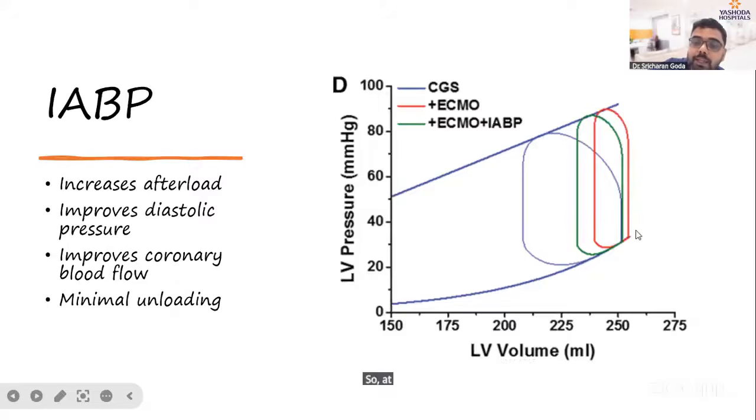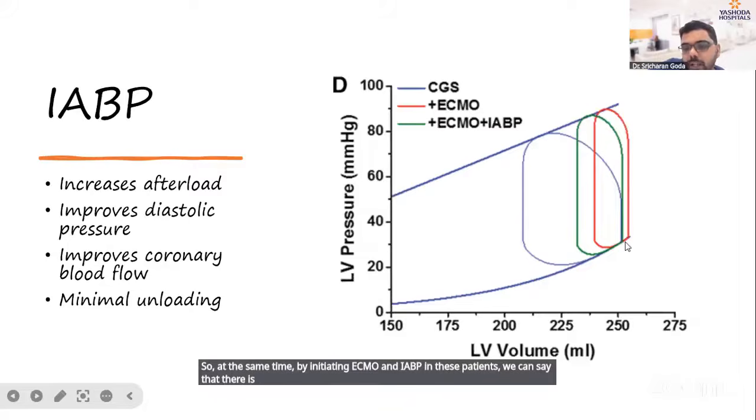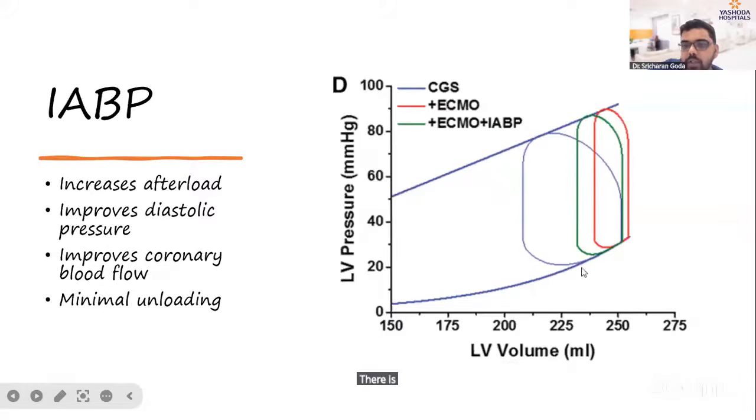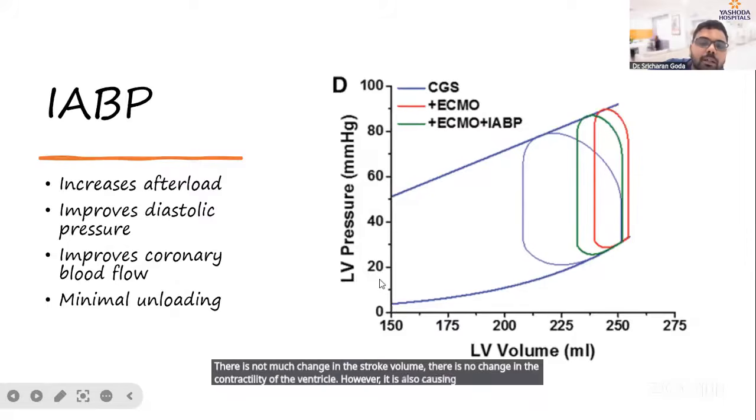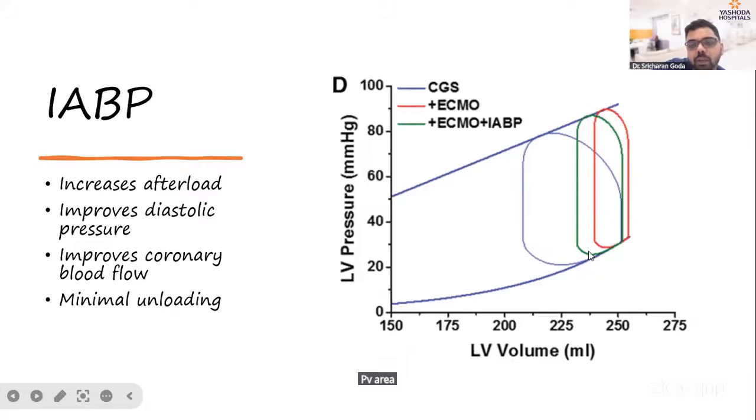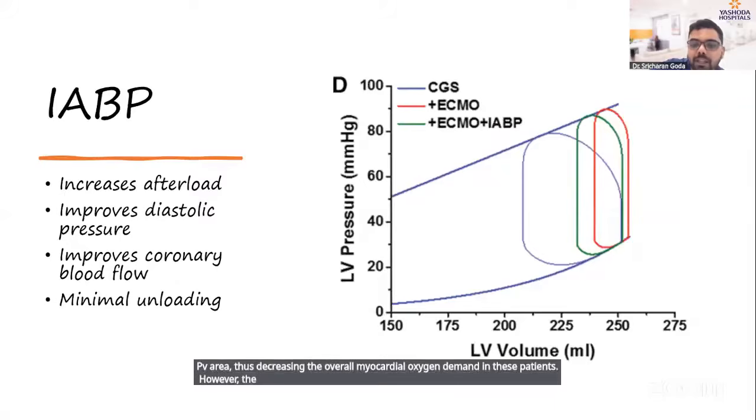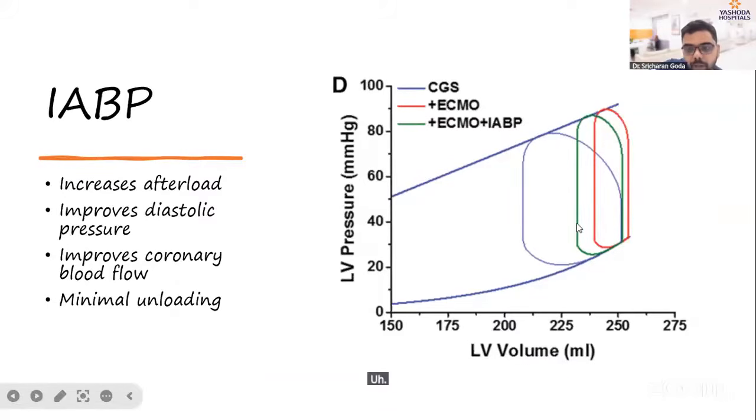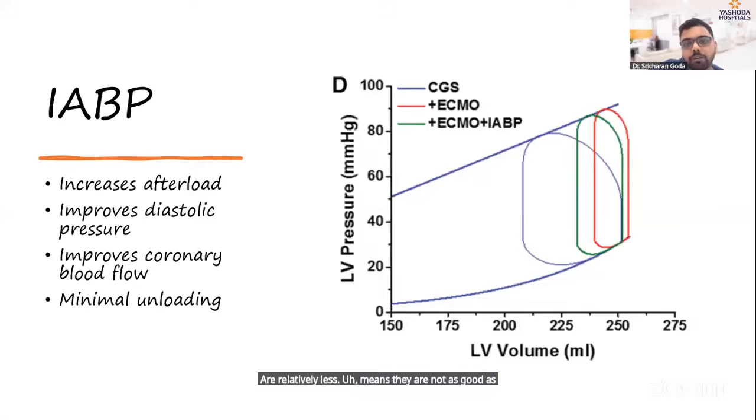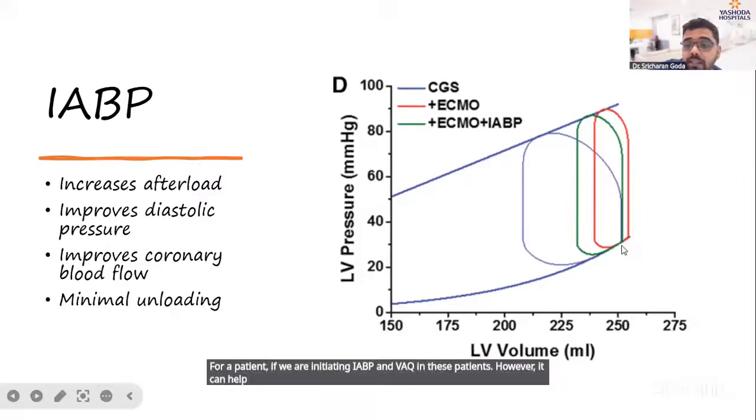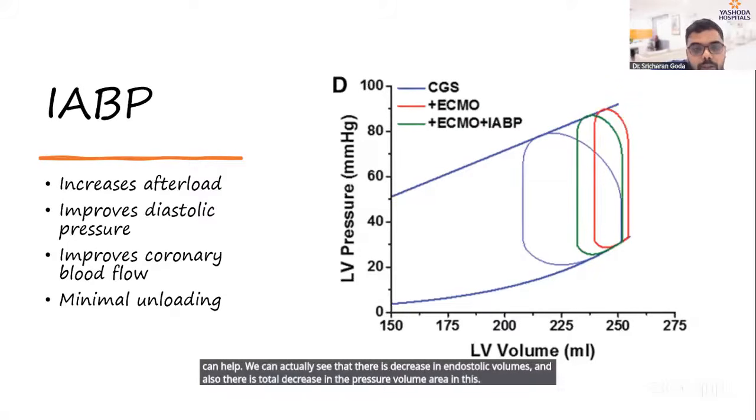At the same time, by initiating ECMO and IABP in these patients, we can see a decrease in the end diastolic volumes. There is not much change in the stroke volume. There is no change in the contractility of the ventricle. However, it is also causing a decrease in the PV area, thus decreasing the overall myocardial oxygen demand. However, the changes we see are relatively small, not as good as expected when initiating IABP and VA ECMO in these patients. However, it can help. We can see a decrease in end diastolic volumes and also a total decrease in the pressure volume area.